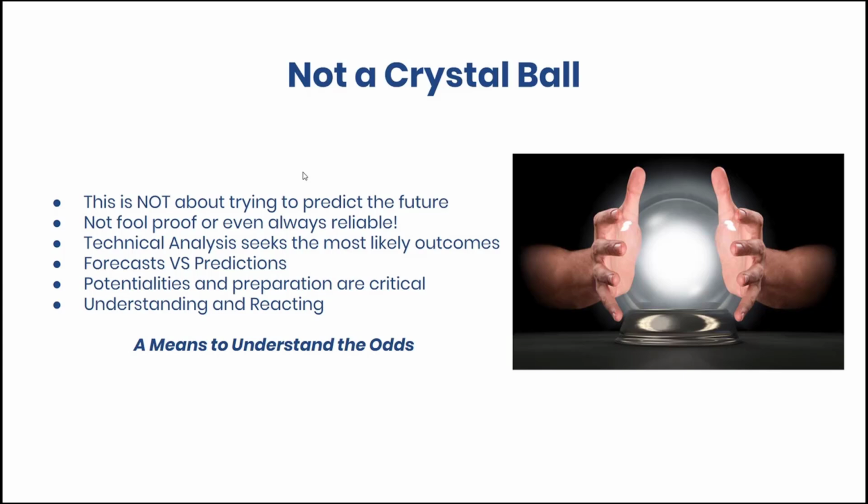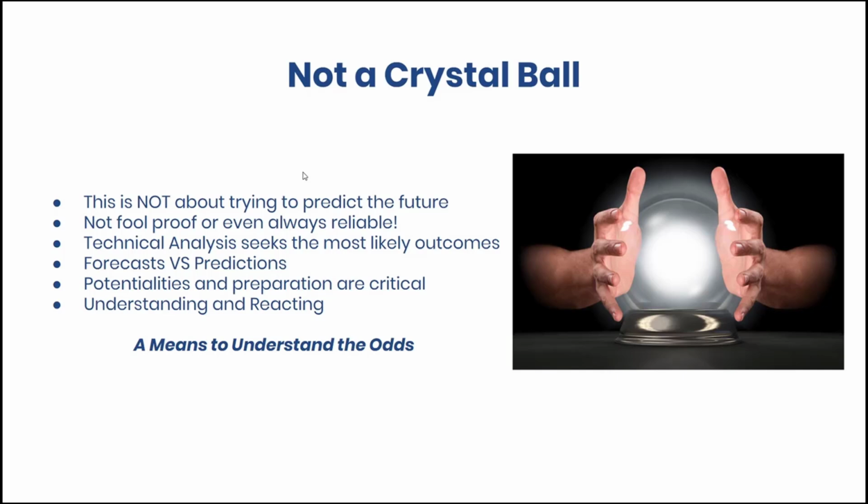Potentialities and preparation are absolutely critical in technical analysis. We need to look at every possible outcome in a given situation. We need to be prepared for us being correct, the price moving in the direction that we want, but we also need to be prepared for the price going against our forecast. Having a plan of action in place for both outcomes is absolutely vital to using technical analysis.